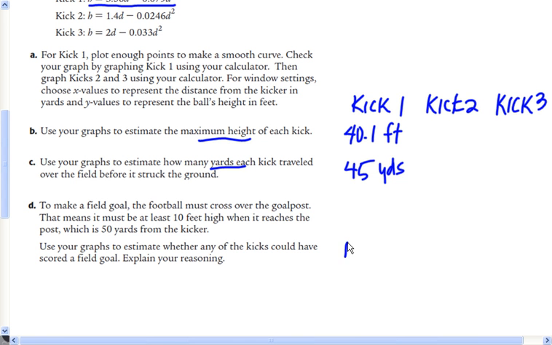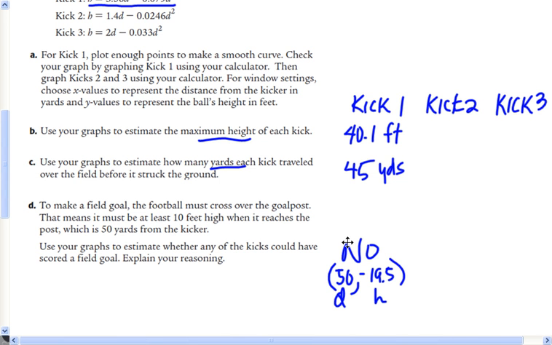We're going to say no, it didn't make it. And our reason we know that is because 50 gives a height of negative 19.5. So when we're 50 yards, that's our distance is 50. Our height is negative 19.5.